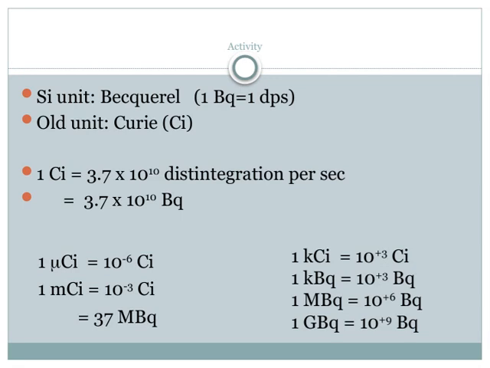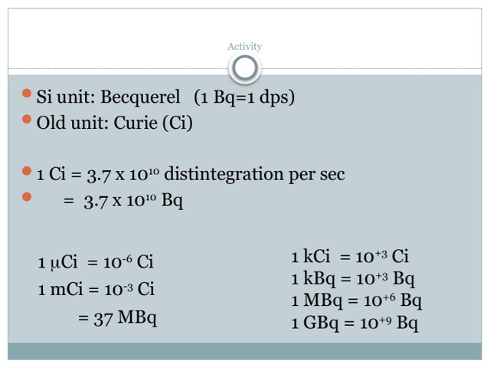Let's take a closer look at some common units of radioactivity measurement. Starting with the conversions, 1 kilocurie, or 1 kCi, equals 10^3 curie, written as 10^3 Ci. Similarly, 1 kilobecquerel, or 1 kBq, also equals 10^3 becquerel. Moving up in scale, 1 megabecquerel, or 1 MBq, is 10^6 becquerel, and 1 gigabecquerel, or 1 GBq, is 10^9 becquerel. Now, on the smaller side, 1 microcurie, or 1 μCi, equals 10^-6 curie. Meanwhile, 1 millicurie, or 1 mCi, is 10^-3 curie, and that's approximately equal to 37 megabecquerel.